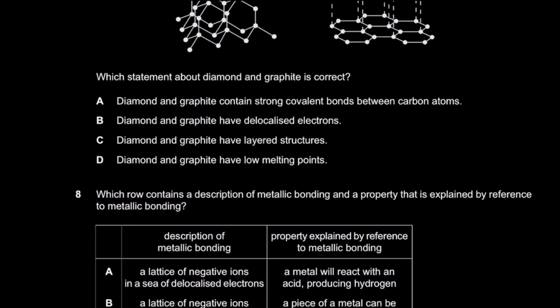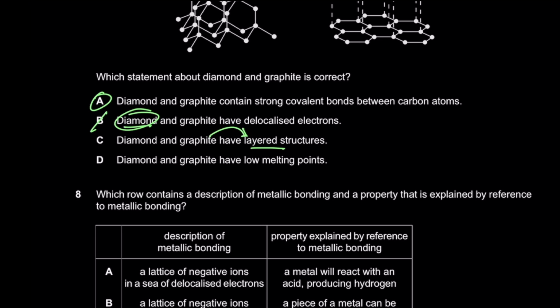Diamond and graphite contain strong covalent bonds. Absolutely they do. They're giant covalent molecules. You can call them molecules, but you can't call them compounds, right? So they're giant covalent molecules, or you could call them giant covalent structures, or you could call them macromolecules. Diamond and graphite have delocalized electrons? No, sir. Diamond does not have any delocalized electrons. Only graphite does. Diamond and graphite have layered structure?